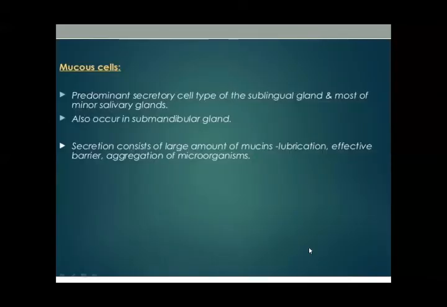The cells are predominantly mucous cells, the type of the salivary gland, and most of the minor salivary glands. Also, in some submandibular gland, secretions consist of large amount of mucin, lubricants, effective against microorganisms.